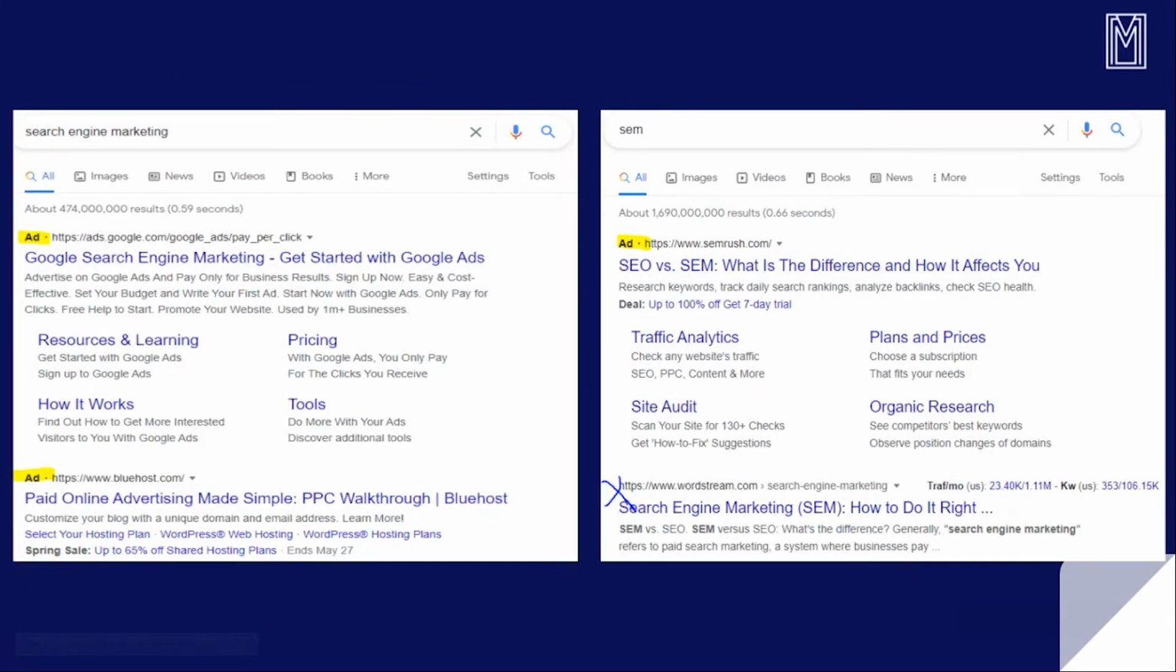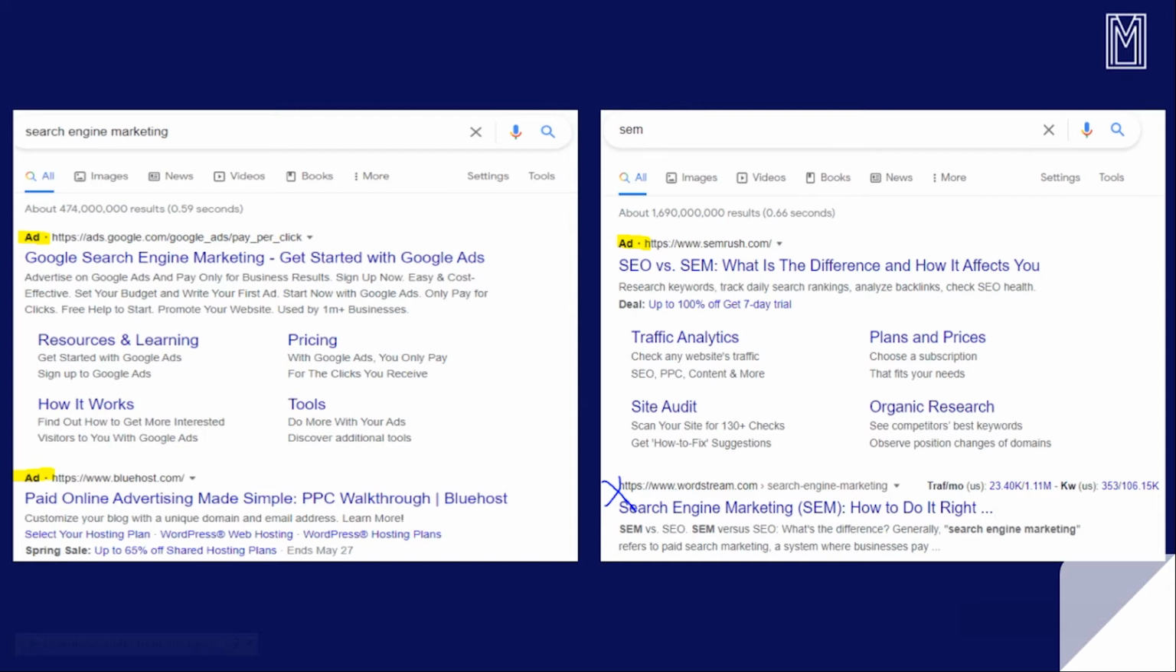So looking at this picture, on the left hand side, we searched for search engine marketing, and on the right hand side, we searched for SEM. On the left hand side, when we search for search engine marketing, these are the first and second results that came out of it. And if you look at what is highlighted on this video, you'll see the AD, which simply means adverts. So this simply means that the first and the second results displayed on the search engine are advertisements. That's SEM.